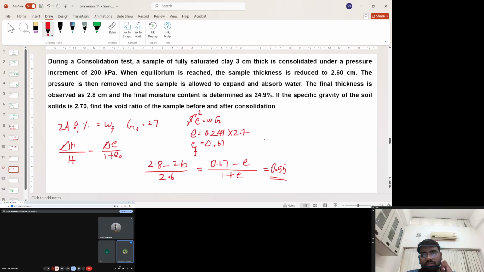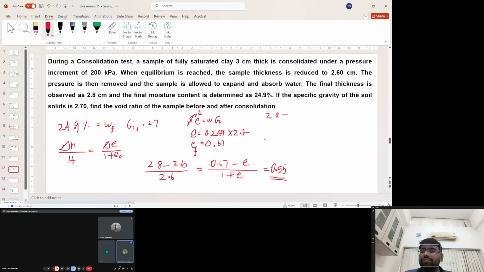All right. Now we have to find the initial. We know the void ratio after consolidation, and we need to find now the voids ratio before consolidation. For that, we know the change in thickness that the sample has undergone during consolidation.